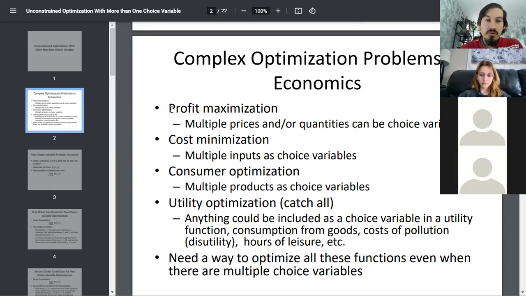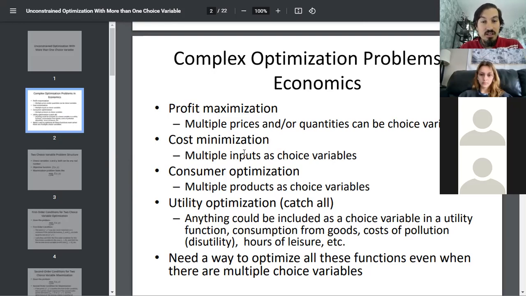Because, let's say you're a firm and you're trying to maximize profit, but there are multiple prices you have to choose. You're not just selling one thing at one price, you're selling multiple things at multiple prices. Or quantities, I'm choosing multiple quantities, or maybe I'm choosing a price and a quantity. In either of those cases, there's more than one choice variable, and so we can't use what we learned in the first half of the class, which was, just take the first derivative, take the second derivative. If it's positive, that means it's a minimum. If it's negative, it means it's a maximum, that sort of stuff. It won't work when there's more than one choice variable, and that happens with profit maximization or cost minimization.